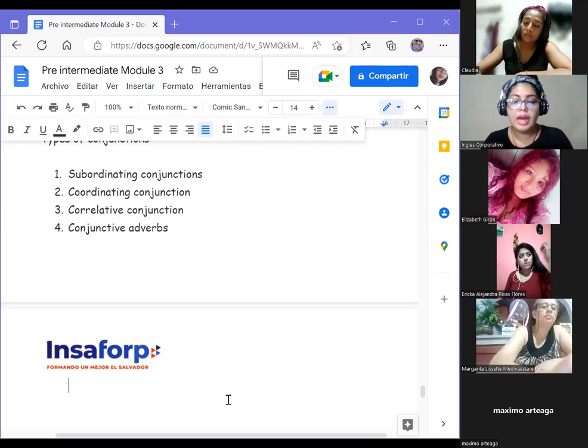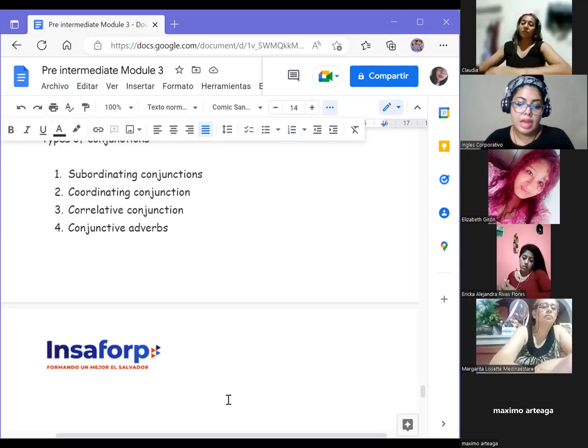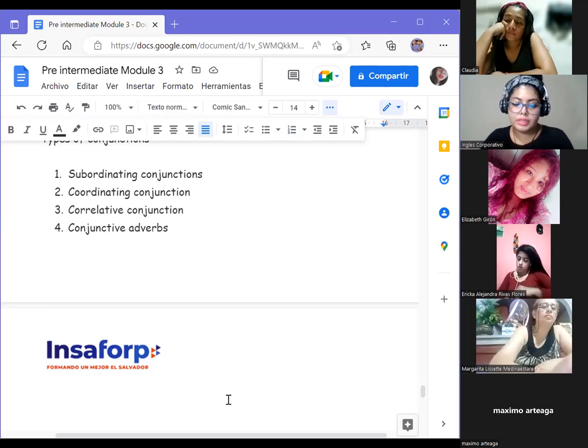And the conjunctive adverbs: while some instructors do not teach conjunctive adverbs as conjunctions, these important parts of speech are worth a mention. These adverbs always connect one clause to another and are used to show sequence, contrast, cause and effect, and other relationships.